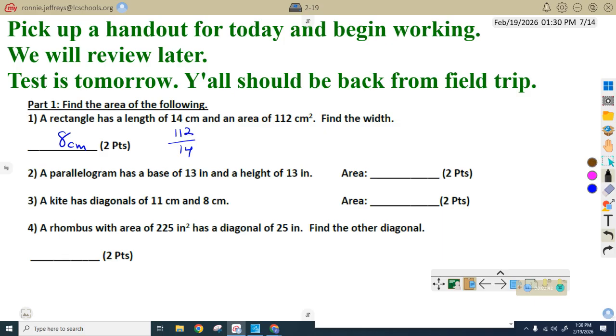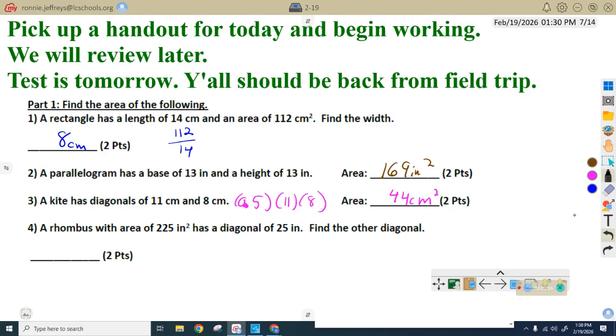Alright, a parallelogram has a base of 13 and a height of 13, so the area would be 169 inches squared. Alright, a kite has diagonals of this and this, so that's 0.5, not 2. 0.5 times 11 times 8. Well, let's see. 8 times 11 is 88. Half of that is 44. Not as funny as 45.